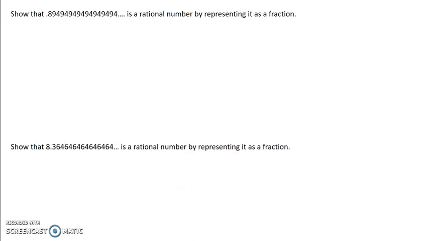All right, let's look at another one. It says show that 0.89494949494 is a rational number by representing it as a fraction. So the first thing I'm going to do is let x equal 0.8949494 and so on. That doesn't look good. So I'm going to change it.